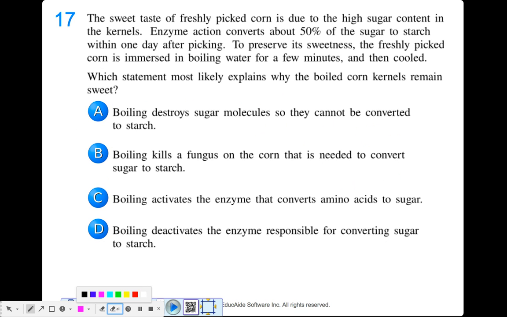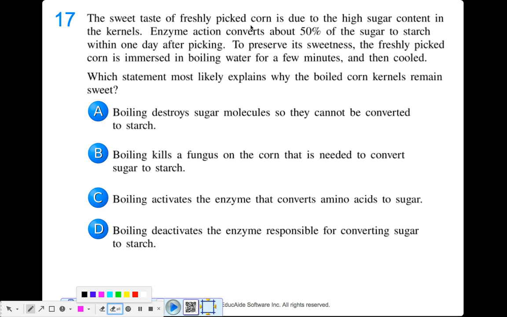Number 17. Wow, this is a long test. You guys must have a mean teacher. But this was another one that we had on our practice, so you guys should have gotten this one right.